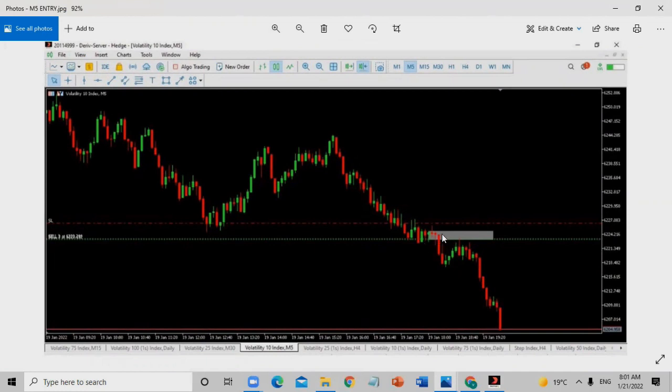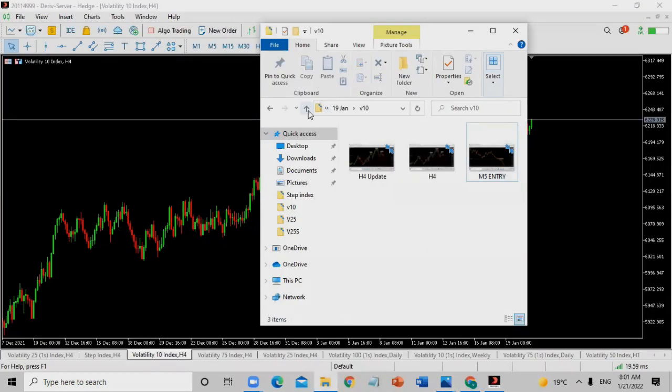Yes, the order block was spotted right here and entry was made right here. As you can see, zero drawdown as well. Stops are just below, stops are just above, and price moved downwards. Yes, and profits were made.